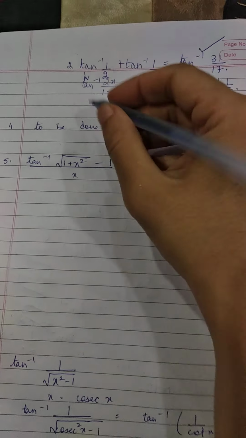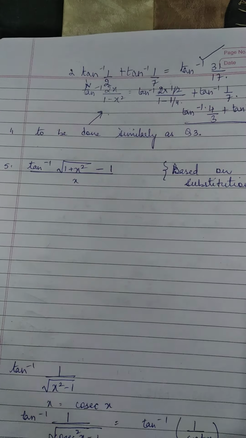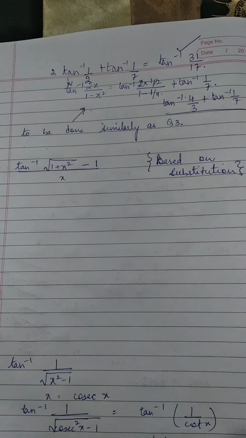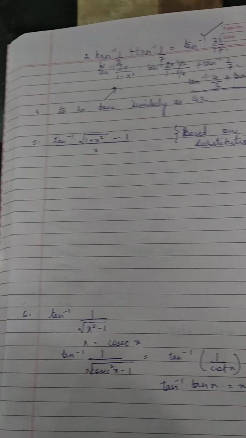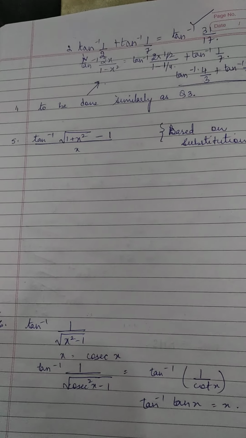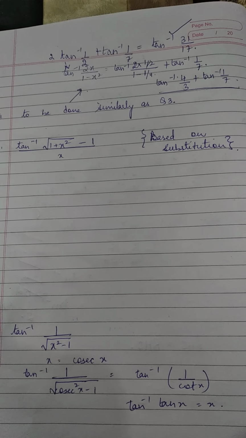Okay, this is the hint for question number 4. With this, we move on to question number 5. In question number 5, we have to write the following functions in the simplest form, right? So we are supposed to represent these functions in the simplest form possible.